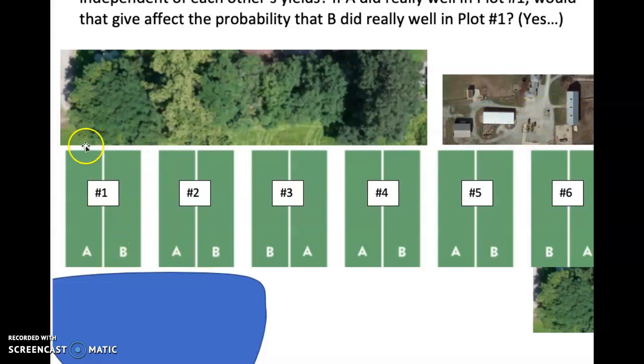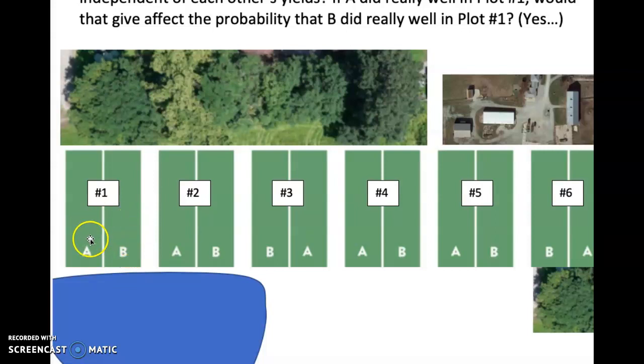So let's just say plot 1 here, for some reason, is just a really rich plot. Well, if A does really well in there, then it's pretty likely B is going to do well as well. So knowing that A did well does seem to give you an idea how B might have done. And so these are not going to be independent.